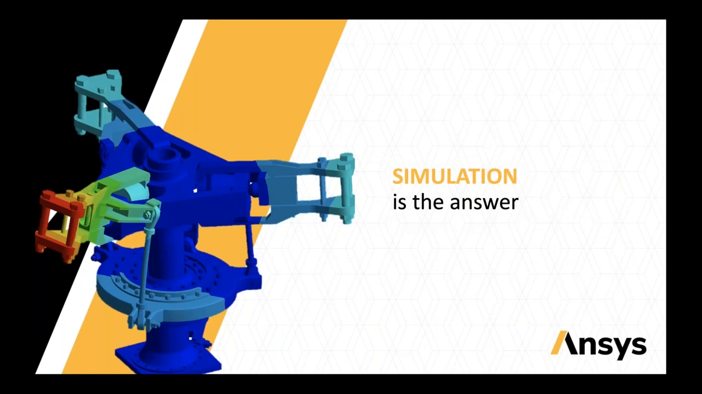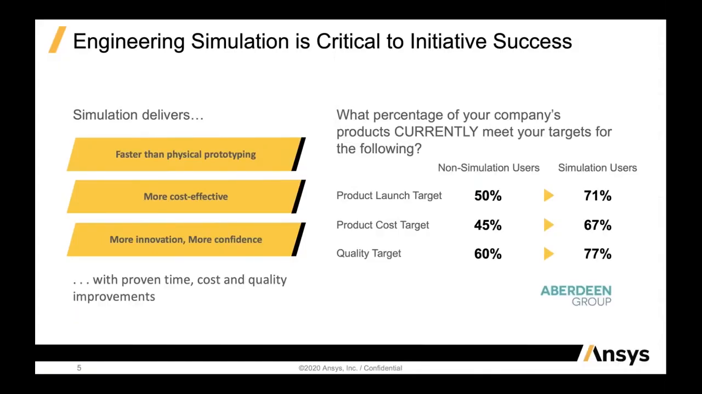And simulation is the answer. Engineering simulation, to be precise. And let me tell you the reason why on the next slide with some proof points. According to a very large study performed by the Aberdeen Group, simulation has a lot of benefits, like being able to deliver faster product development than relying on physical prototyping, and more cost effectively with more confidence. And product launch targets can be met, as you can see on this slide, by 21% more companies if they have simulation users. And quality targets can be met by 17% more companies having simulation users. So engineering simulation is critical to the success of organizations. Next.